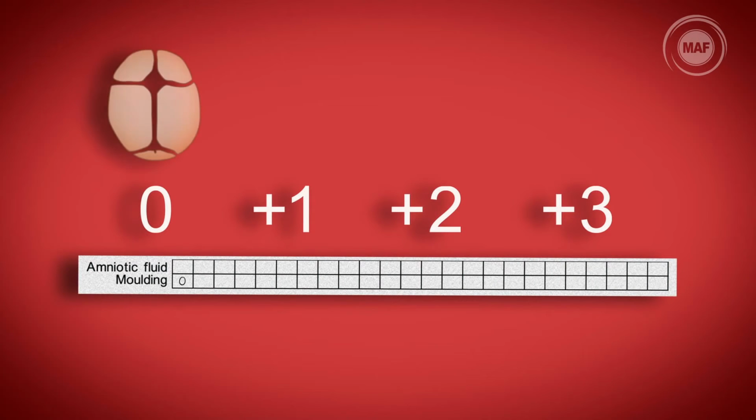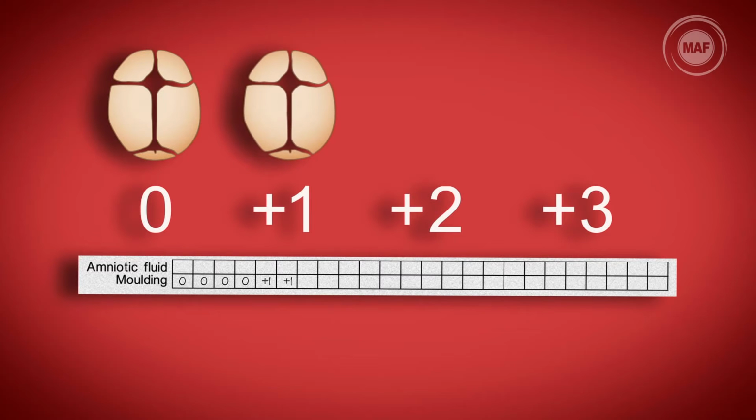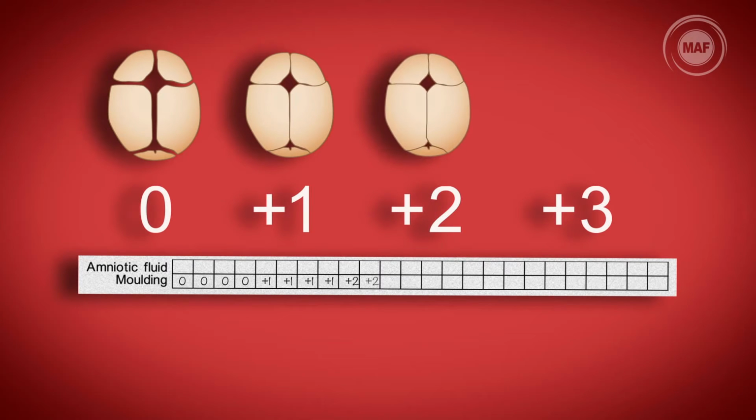0 denotes that the bones are separated and the sutures can be felt easily. +1 denotes that the bones are just touching each other. +2 denotes that the bones are overlapping but can be separated easily with pressure by your finger. +3 denotes that the bones are overlapping but cannot be separated easily with pressure by your finger.